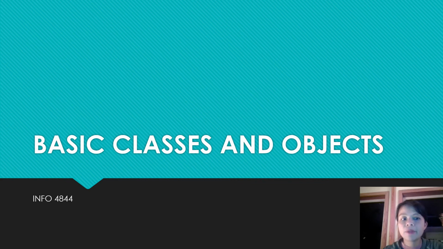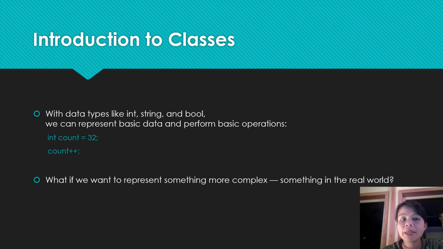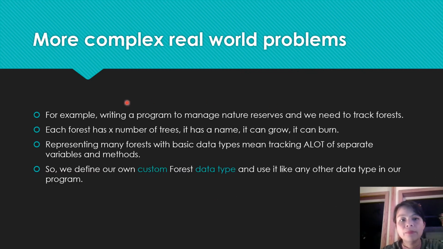In this PowerPoint, we're going to look at basic classes and objects. So let's begin with an introduction to classes. With data types like integer, string, and bool, we can represent basic data and perform very basic operations. We can define the variable count as 32 and then add 1 to it. But what if we want to represent something more complex, something in the real world? Then we need to handle more complex real-world problems.